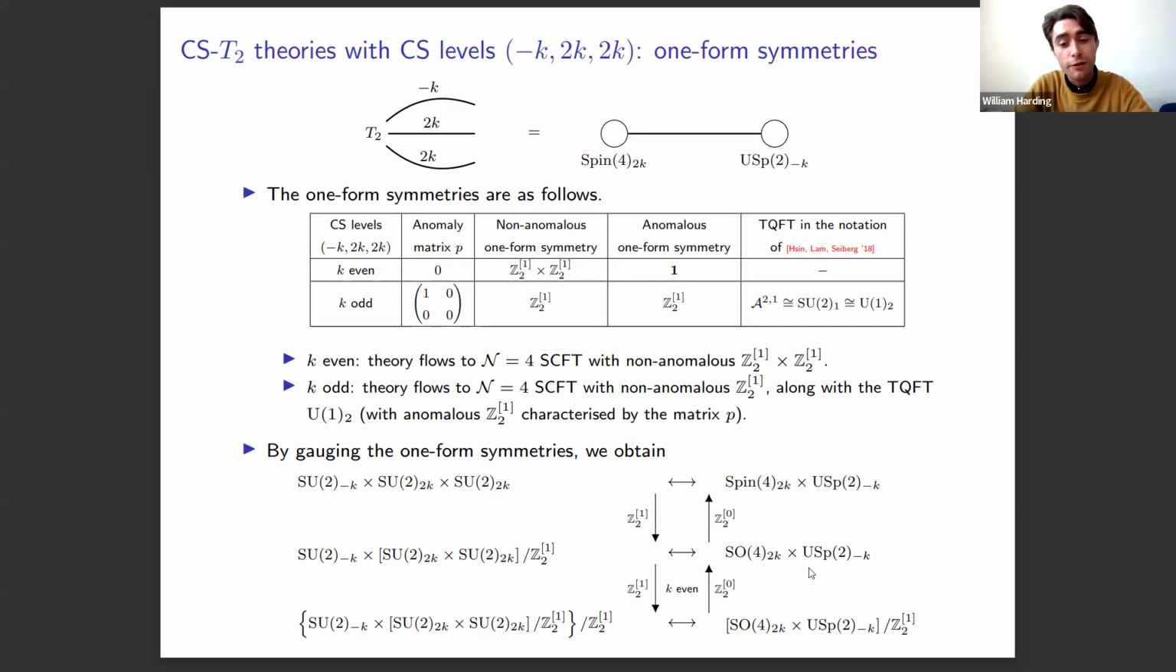And this actually is equivalent to the SO(4) level 2k times USp(2) level -k theory. Now, if k is even, I can gauge a further one-form symmetry, obtaining the gauge groups, which I wrote down at the bottom. Now, let us remark that since in three dimensions, gauging a Z2 one-form symmetry gives rise to a dual Z2 zero-form symmetry, we can go from the bottom to the top by gauging the corresponding Z2 zero-form symmetries.